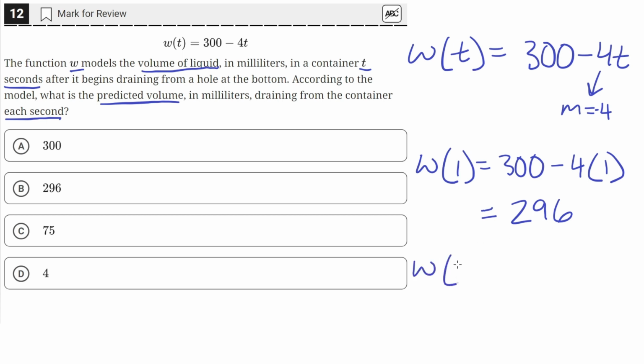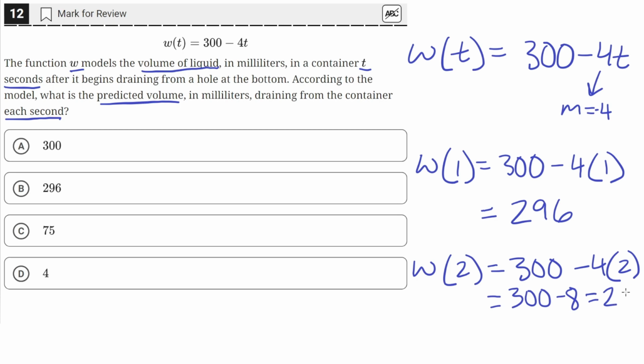But then W of 2 is equal to 300 minus 4 times 2, since 2 seconds have passed. So this is just equal to 300 minus 8, which is just 292. So after another second has passed, the volume of liquid went down by 4 again. So for every second that passes, 4 milliliters are drained from the container.